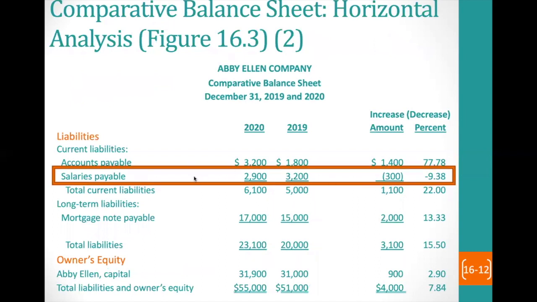On the liability side, let's look at salaries payable. Salaries payable in 2020 was $2,900. In 2019, it was $3,200. Our change is a negative. It's a decrease. The total salaries payable went down. It was 32, it is 29. So 29 less 32 is a $300 decrease. Our $300 decrease divided by our base year 2019 of $3,200 gives us a negative decrease of 9.38%.